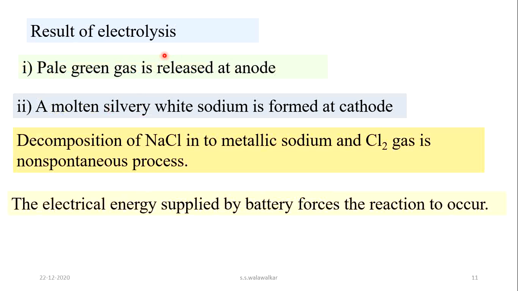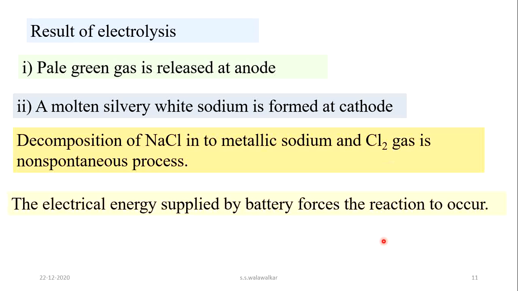So what is the result of this electrolysis of molten sodium chloride? Pale green gas is released at the anode, and molten silvery white sodium is formed at the cathode. So the decomposition of sodium chloride takes place into metallic sodium and chlorine gas, and it is a non-spontaneous process. For this reaction to take place, electricity is required. Electrical energy is supplied by the battery, and that forces the reaction to occur.